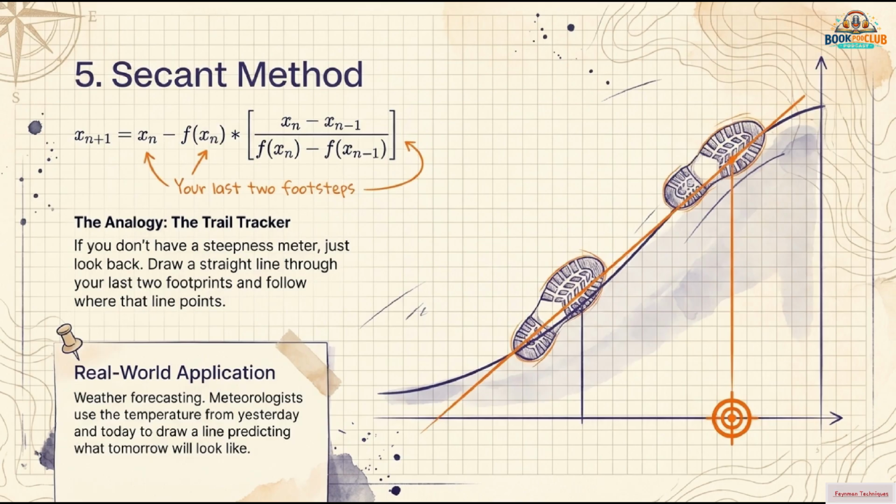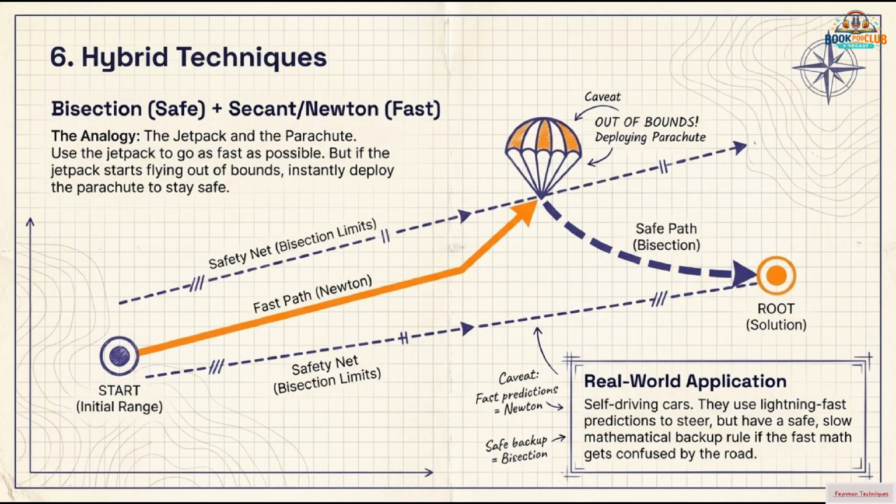Okay, so moving to section 3, creating the ultimate tool belt. Our student has a bunch of tools now. They have bisection fences, which are safe but slow. Right. They have the Newton laser, which is lightning fast but needs a perfect slope. And the Secant trail tracker, which is fast but needs past steps. How do they choose? Well, in the real world of engineering, you almost never choose just one. Slide 6 introduces hybrid techniques. You combine them to cover each other's weaknesses.